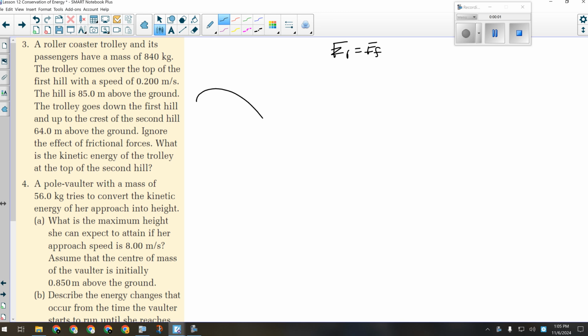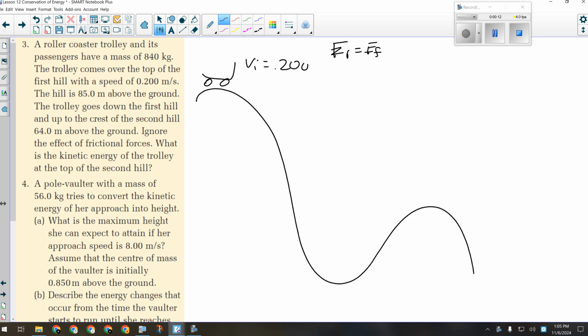Okay, so we got this roller coaster, okay? It's starting on the top of the first hill, moving at 0.200 meters per second, and it is 85 meters above the ground. Does it have kinetic energy? Does it have potential energy? It has both.